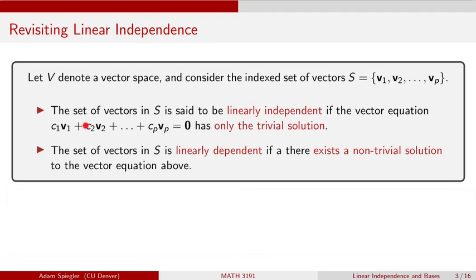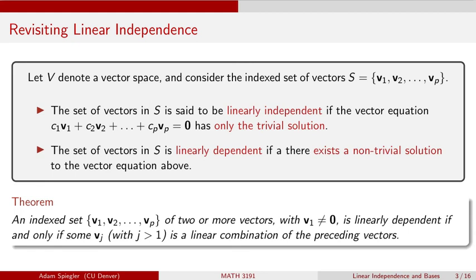So if the only way that we can take a linear combination of these p vectors in this set and wind up with the 0 vector is if we were to pick all of these weights, c1, c2, cp, all of these weights have to be 0. If that's the only solution to this equation, then these vectors are linearly independent. On the other hand, if this same vector equation does have a non-trivial solution, then we say the set of vectors is linearly dependent. And an equivalent way of thinking about this is thinking about linear combinations of vectors.